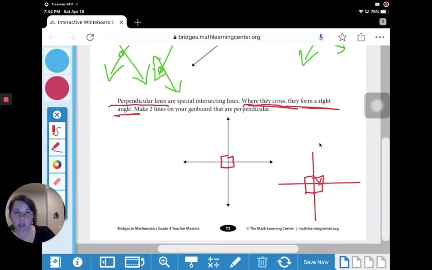So today, you are going to do a Seesaw activity that reviews what we have been learning about angles for the past few weeks, and then do a little bit of practice with identifying these different types of lines.